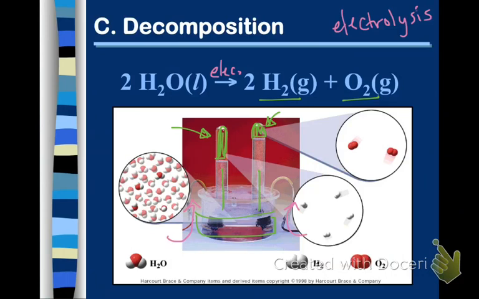Notice that oxygen is about half of what hydrogen is, but again, look at your coefficients. Oxygen is produced at half the rate that hydrogen is because hydrogen has a coefficient of 2 in front of it. So this is electrolysis, breaking apart a compound into simpler substances.